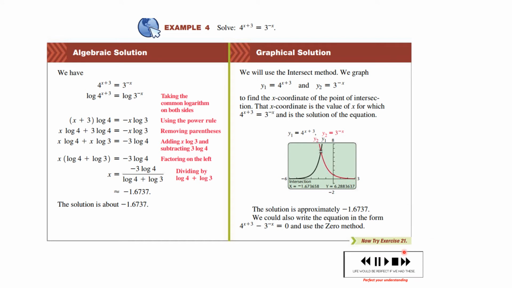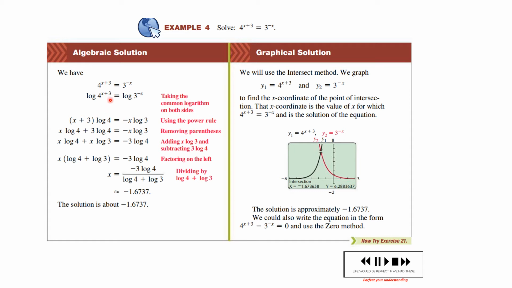A different example is in example 4. We have 4 to the x plus 3 is equal to 3 to the minus x. Again, the graphical solution is we would graph the left-hand side of the equation, and we would graph the right-hand side of the equation, and we'd see where they intersect. And if we use that technique, we would find they intersected approximately minus 1.6737.